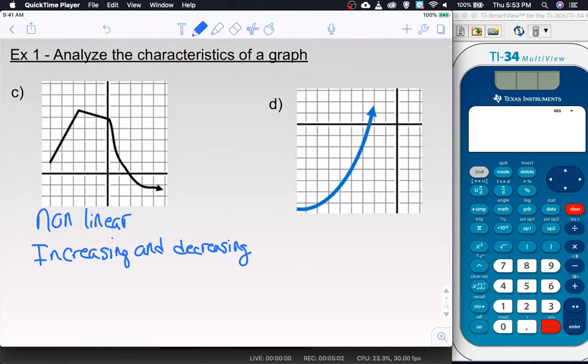Okay, so I would like you to take letter D here. Pause the video and try those, and put down any descriptions you can for letter D. Go for it right now.